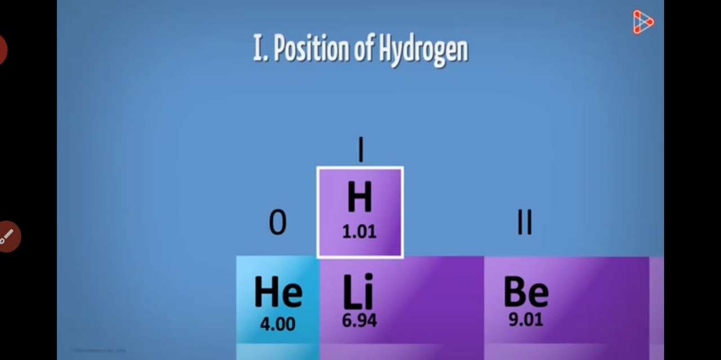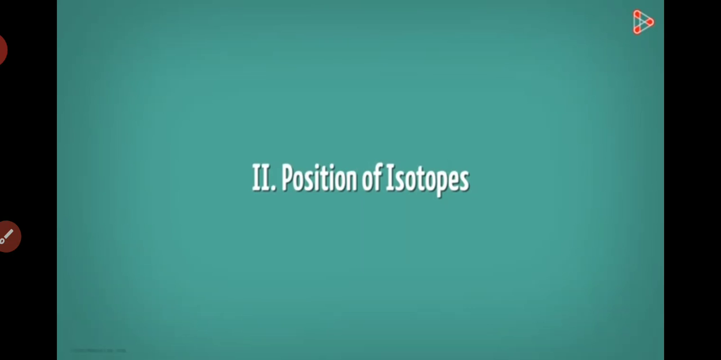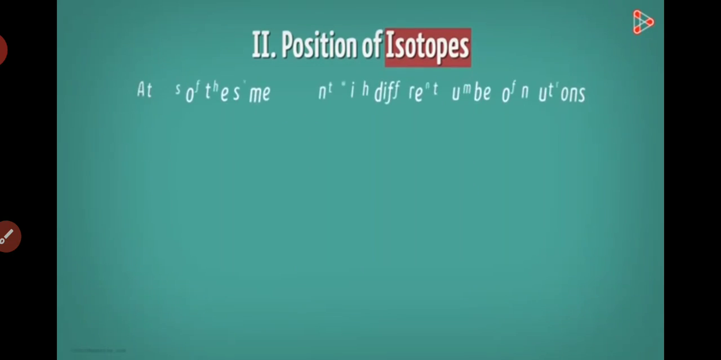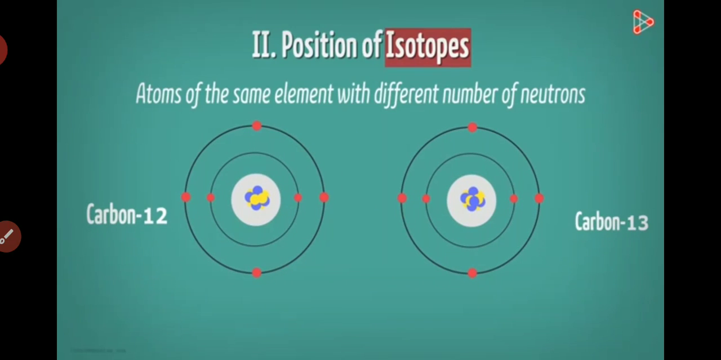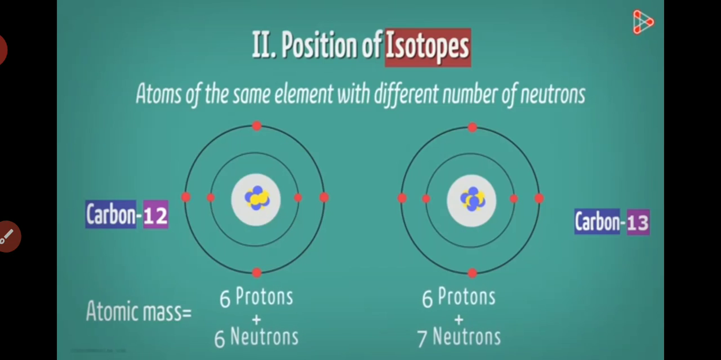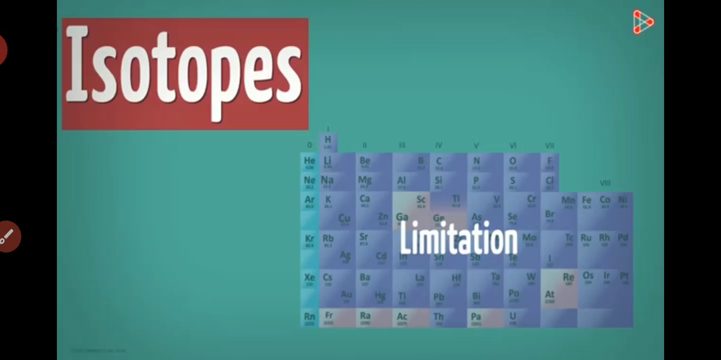The next limitation of Mendeleev's table was the position of isotopes. Can you recollect what isotopes are? Yes, they are the atoms of the same element with different numbers of neutrons. That is the reason why, in spite of belonging to the same element, the atoms have different atomic masses, because atomic mass is the sum total of all the protons and neutrons present in the nucleus. Placing isotopes in the table was a limitation.